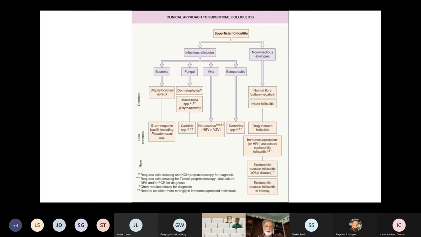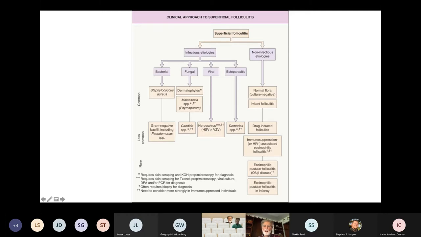But here, let's just look at the different types of folliculitis. So, okay, bacterial, we all know that. But you can get a fungal folliculitis, and I'll show you photos of that after the break. Obviously, you can get some viral type of inflammation of hair follicles, and surprisingly, you can get something called Demodex. I'll show you a picture of that in just a second.